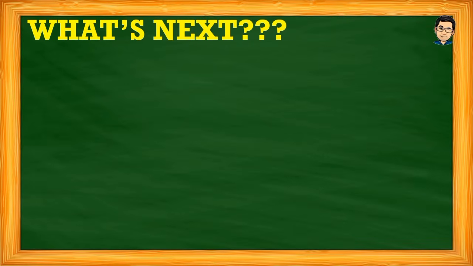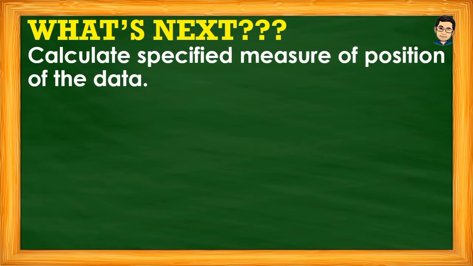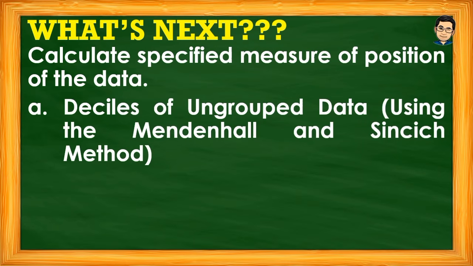So we are now done discussing quartiles of ungrouped data using the two methods. So Mendenhall and Synckick method, and yung kadidiscuss lang linear interpolation. So next measure of position will be deciles of ungrouped data. So ganun pa rin. Mendenhall muna, tapos linear interpolation.